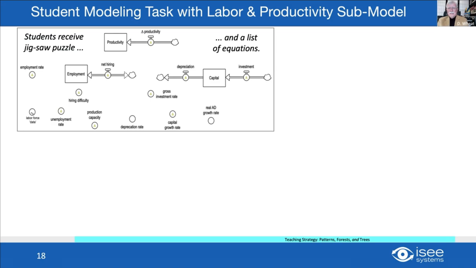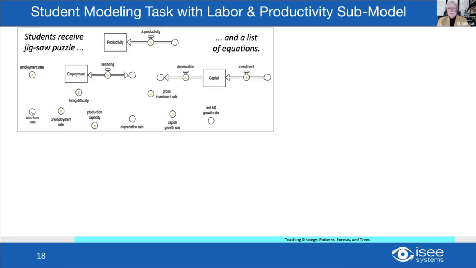So this is the student modeling task with the labor and productivity submodel. They receive this jigsaw puzzle, and if you're familiar with Stella and Stella Online, the icons are the same in both. If a variable or parameter is undefined, you get this little warning sign in the middle, and you see most of these are undefined. In a few cases I've already written in the equation or the parameter to begin with. In this particular case, the only things I wrote in were the parameter for depreciation rate and the real AD growth rate, which has a step function in it as well.